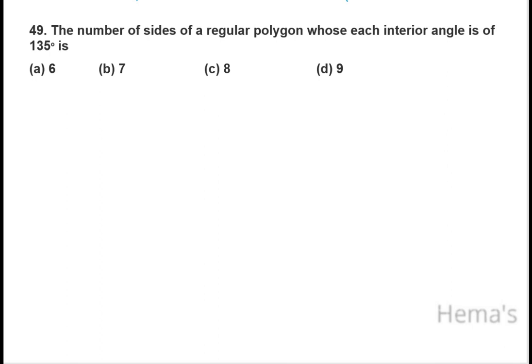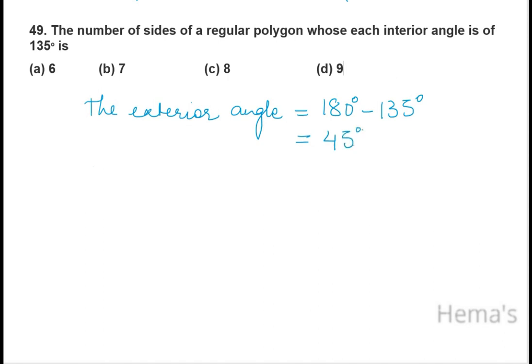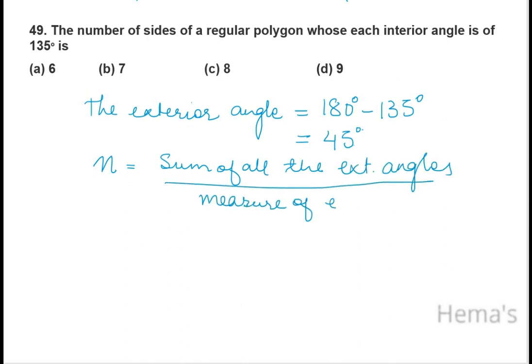Question 49. The number of sides of a regular polygon whose interior angle is 135 degrees. Then the exterior angle will be equal to 180 minus 135 degrees, which is equal to 45 degrees, and number of sides n is equal to sum of all the exterior angles upon measure of each angle. Therefore, number of sides of the polygon is equal to 360 divided by 45, which is equal to 8. Therefore, correct answer is C.